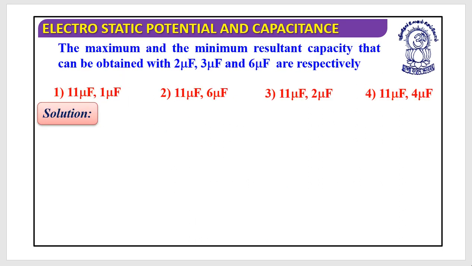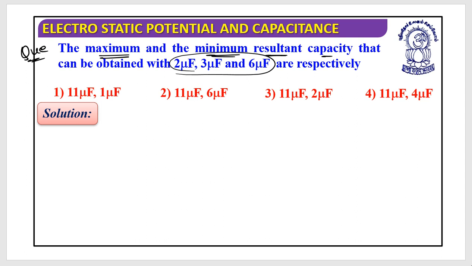What they ask is the maximum and minimum resultant capacity that can be obtained using these 2, 3 and 6 microfarad. So when can I get a maximum capacity and when can I get a minimum capacity?